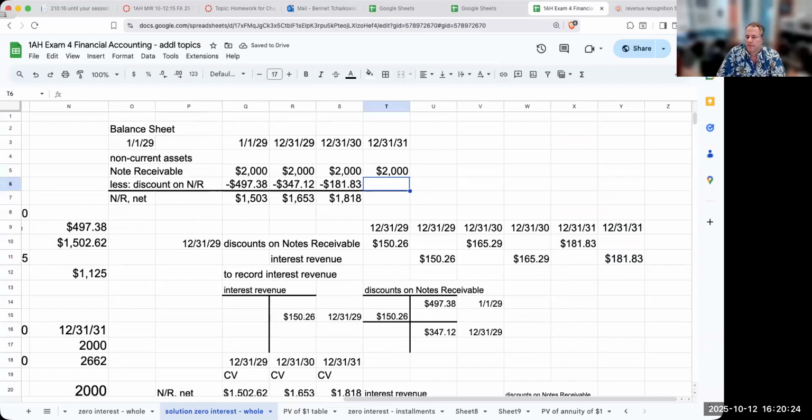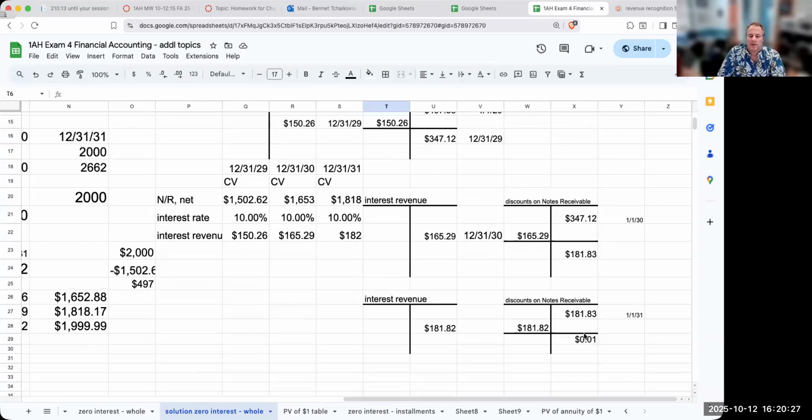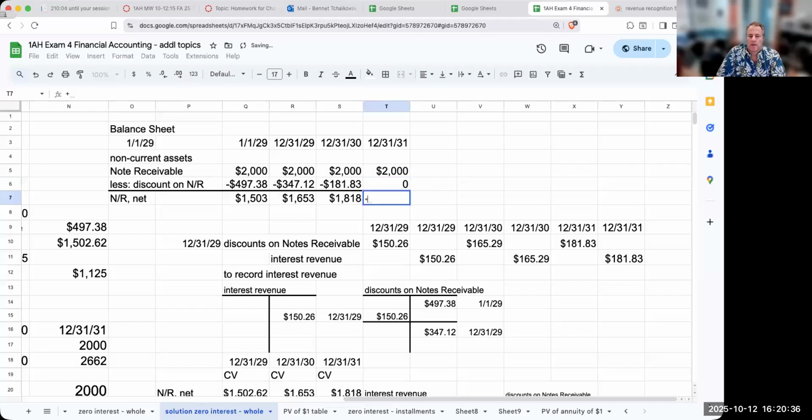And so now over here, and this is prior to any payment, if I do 181.83, my balance here is 0. Now, the first thing I did is record the interest revenue, but I have one other thing happening. Finally, XYZ is repaying me. So when XYZ repays me on 12/31/31, I'm going to be debiting cash and crediting accounts receivable or notes receivable, essentially over here, for $2,000.